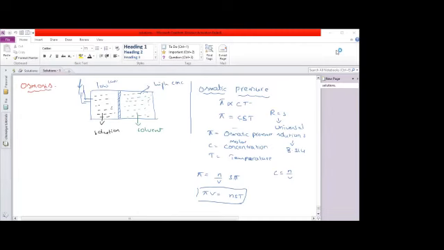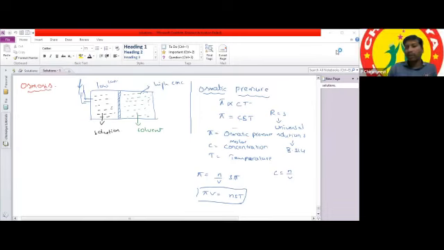Osmotic pressure can be represented with pi here. Osmotic pressure is directly proportional to concentration and temperature. To remove the proportionality, we take one constant, the solution constant S. So we can write pi is equal to CST. In this, C is nothing but molarity.